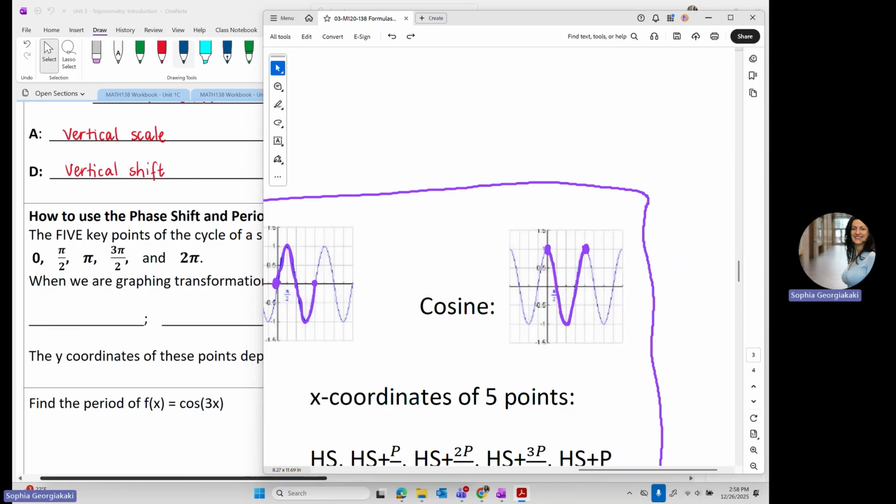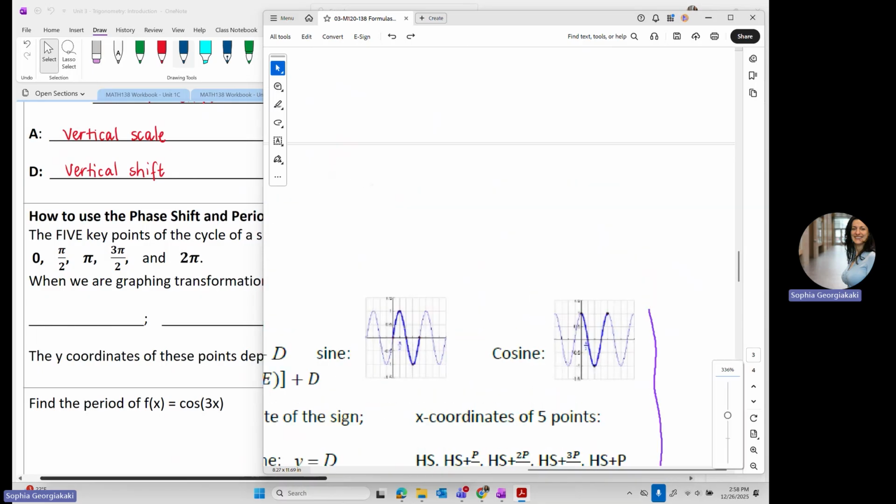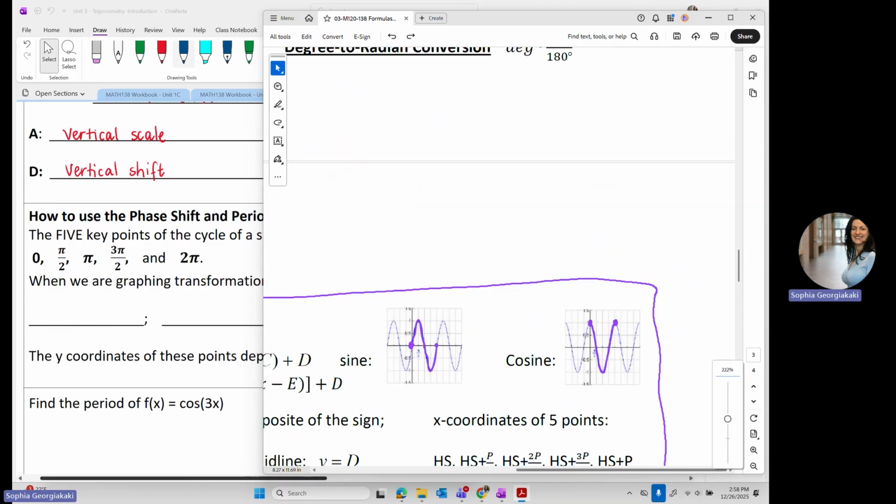So just keep those things in mind. The key point here is, once you have identified the period, you know how long it will take you to draw one cycle of your function. You need to know the points. The points are called critical points.